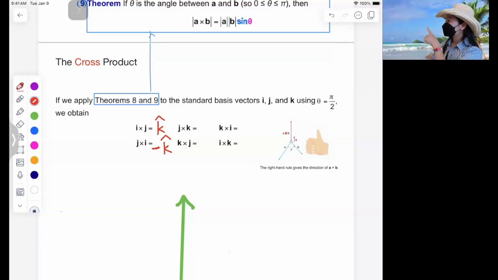Okay, so it's not commutative. In fact, it turned out to be opposite. So maybe an easy way is to switch the order. You do I cross J, and then you just put a minus sign in front. You switch them, commute them, and you put a minus sign in front.